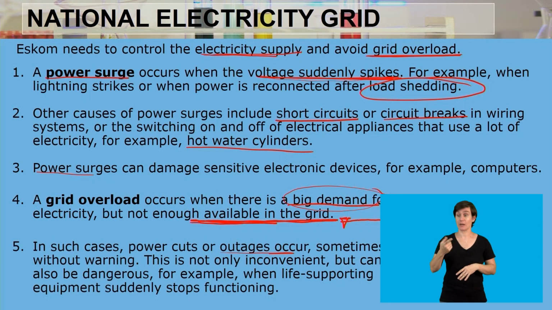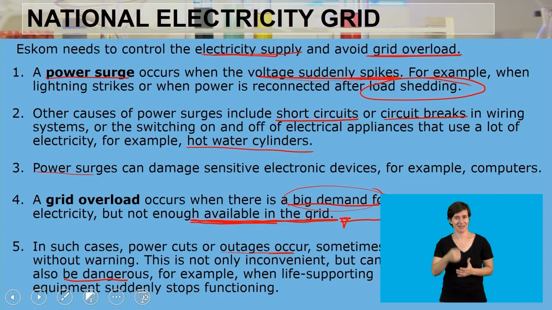Sometimes it happens without warning. Sometimes they will not tell you that we are going to institute load shedding from this time to this time. Because if there's a great demand and that demand cannot be met, then the load shedding is going to be instituted without even warning. This is not only inconvenient, but can also be dangerous. For example, when life-supporting equipment suddenly stops functioning. So you can think of a patient in a hospital.